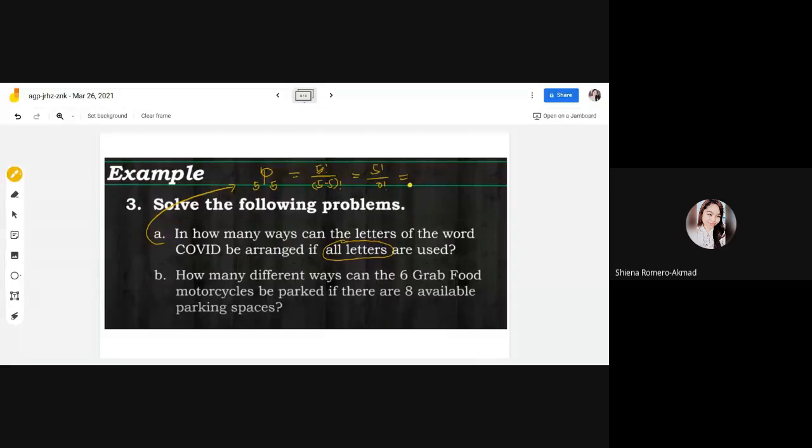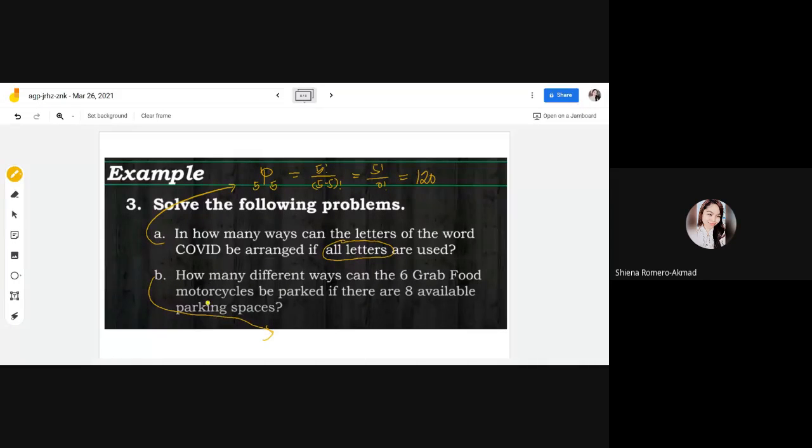And 5 factorial is what? What is the value of 5 factorial? Ano pong value ng 5 factorial? Diyan pa kayo? 120. Bilisan nyo para matapos na tayo. This is 120. Correct.